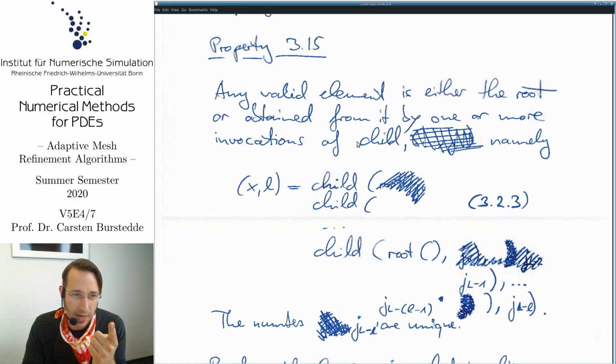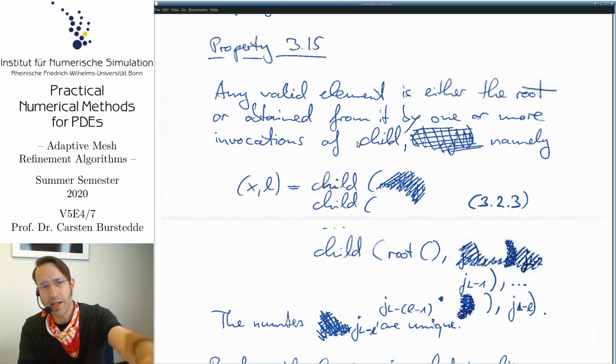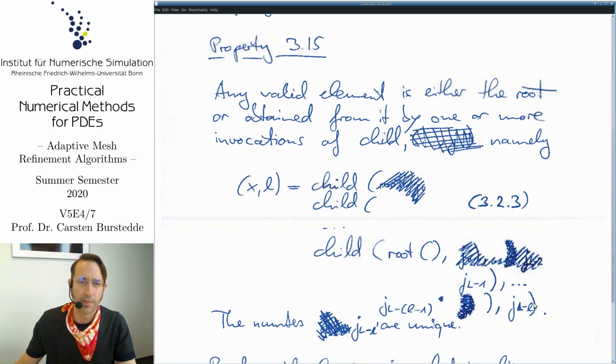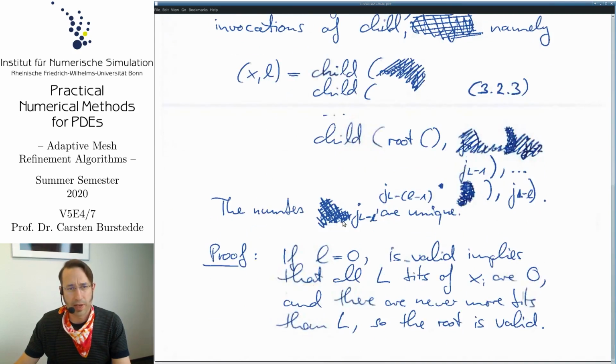For each level little l, we have one child call to derive it recursively from the root. So I have little l calls of child, and the child ID is a number that I call j big L minus 1 all the way down to j big L minus little l. So we have little l different child numbers that correspond to the little l different calls of child, and we apply this whole thing to the root in the beginning. We can say furthermore that the numbers j here from big L to any L prime between 1 and little l are unique.